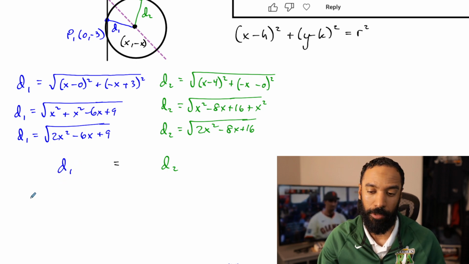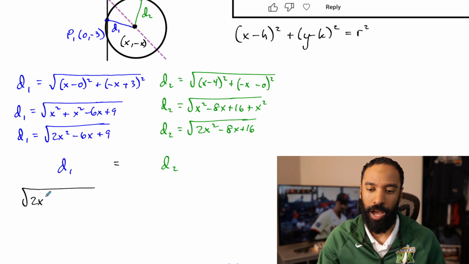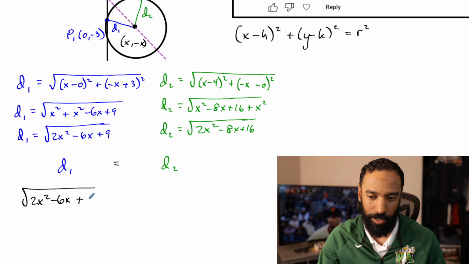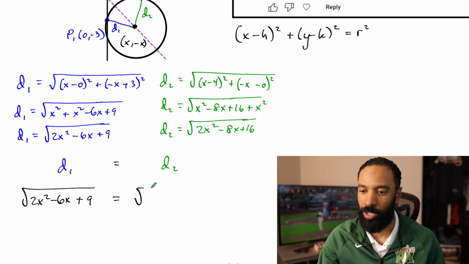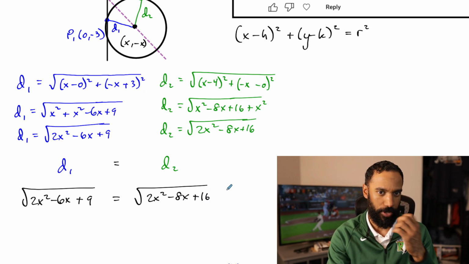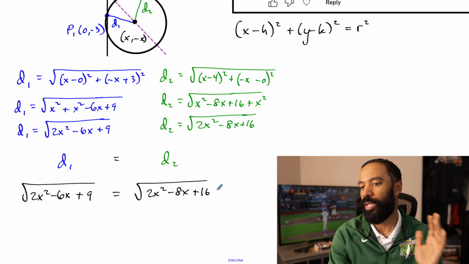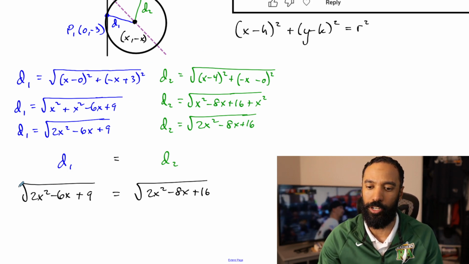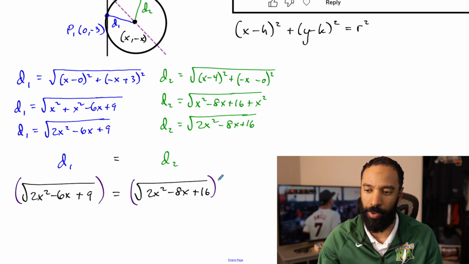And I haven't done the problem yet. I don't know what it is. Hopefully it's rational values. It will be, because these each have 2x squareds on them. But I'm setting these two distances equal to each other, and I have to find what value of x makes this true. Now, if you haven't done this kind of thing before, what you want to do is square both sides and get rid of these radicals.